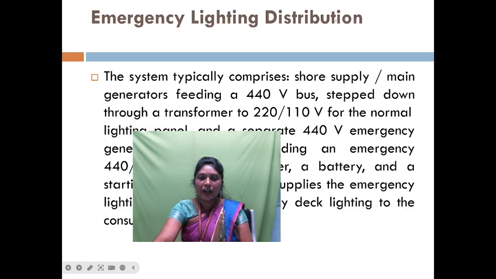So the emergency lighting, how is it distributed? Initially the system comprises the source supply or main generators, fed from the 440 volt bus, and it is stepped down through the transformer to 220 or 110 volt. This is for the normal lighting panel. A separate 440 volt feed for the emergency generator, which is operated by the battery and the starting motor, in turn supplies the emergency lighting panel, and it is distributed to the emergency deck lighting and the consumers.